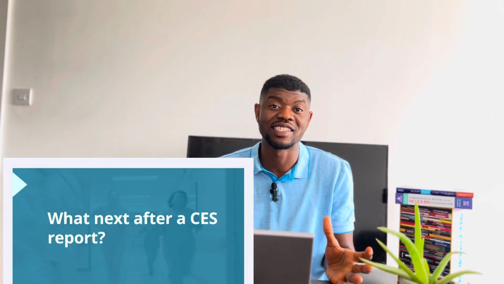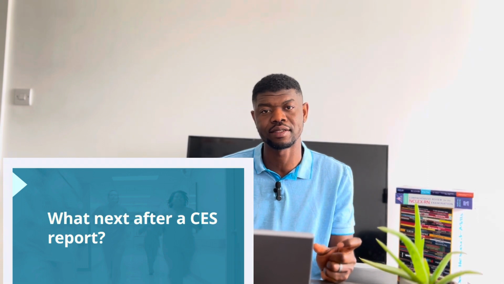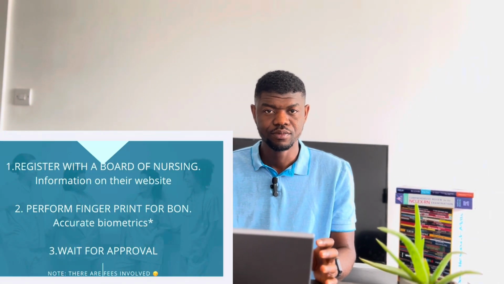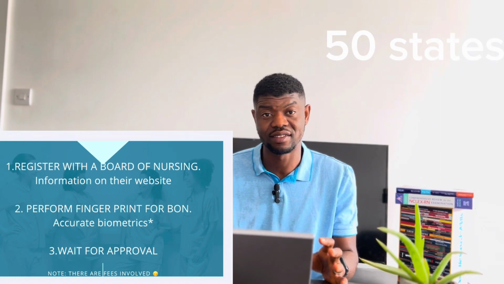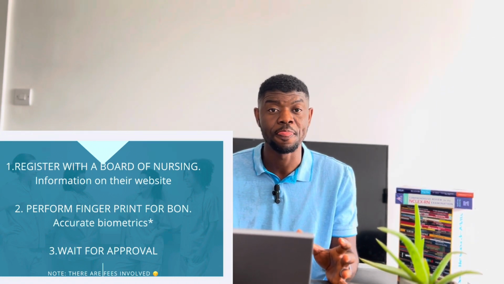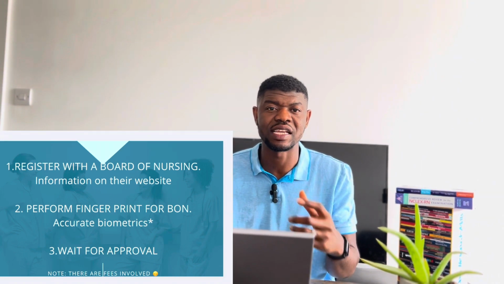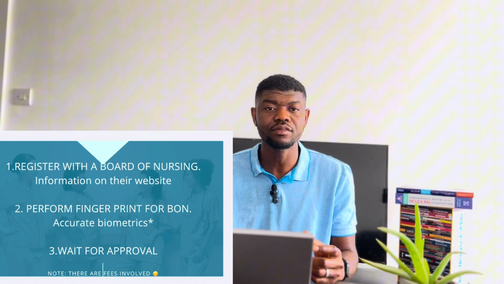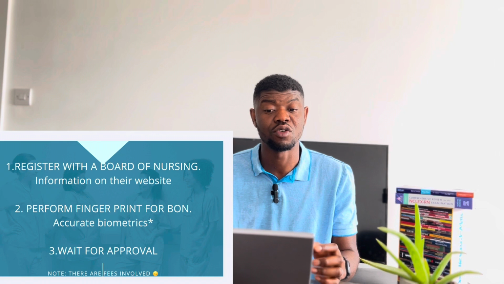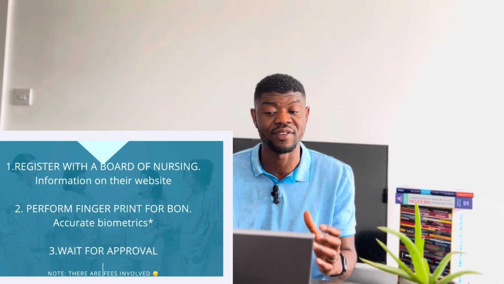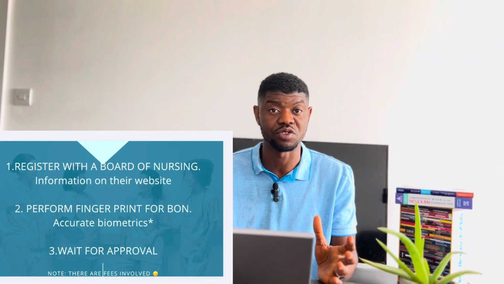So once you've got a CES report, then what next? We did say it's one of the fundamental things you will need, but if I have that, then what next? After you've gotten your CES report, you now need to register with a board of nursing. Now there are 52 states in the United States of America, and every state has got its own board of nursing. Depending on which state you are seeking registration for, you would need to go onto their website to find out the information and the fees involved in the registration process.